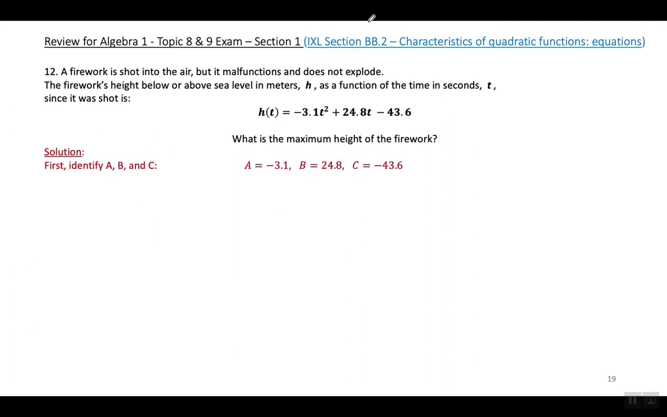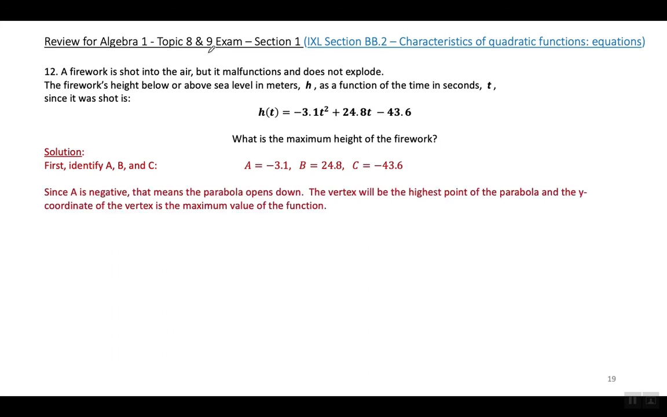All right, here I have the solution. First, identify A, B, and C. What values are they? Next, since A is negative, that means the parabola opens down. The vertex will be at the highest point of the parabola, and the y-coordinate of the vertex is the maximum value of the function. Next, find the x-coordinate of the vertex by finding the axis of symmetry, which is what I was just talking about.